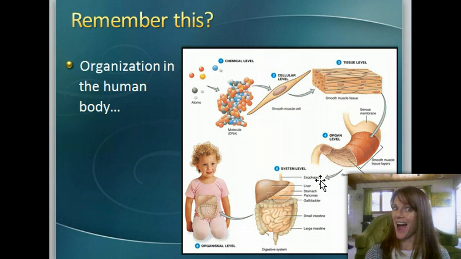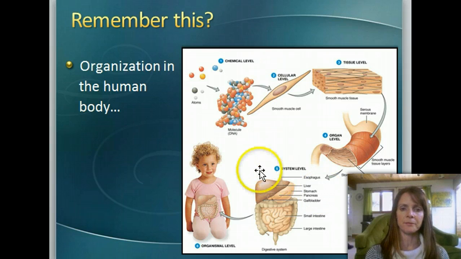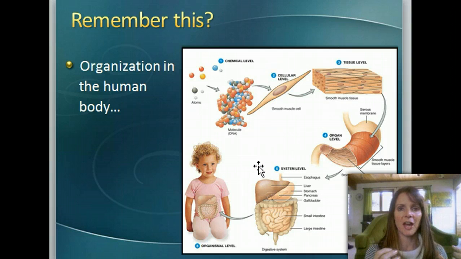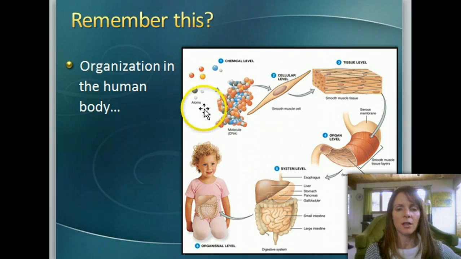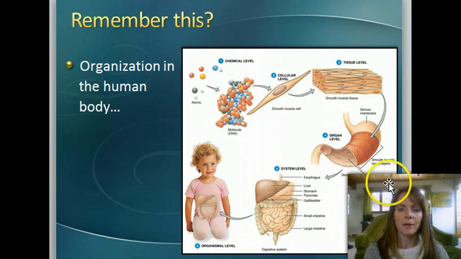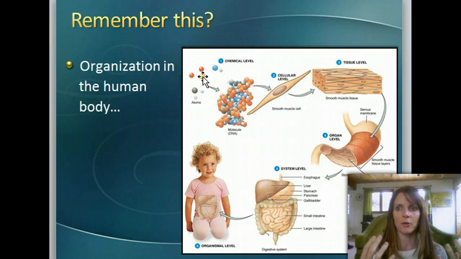Remember this? I brought this up, I think, in the plant structure unit and maybe even before then. What this is showing is the organization in the human body. We start off with a really small, tiny thing called atoms. The atoms are the basic unit found within every single organism, which we usually know as the cell, the basic unit of structure and function.